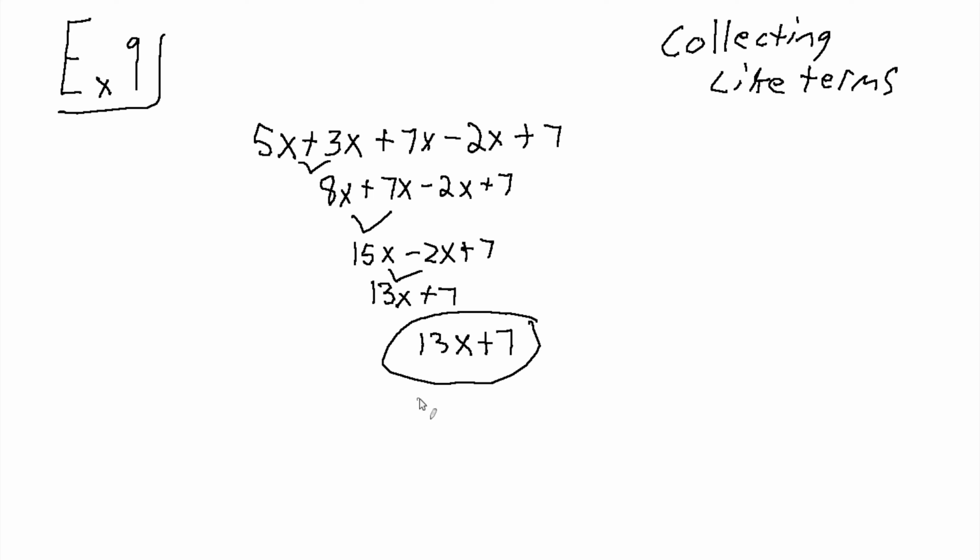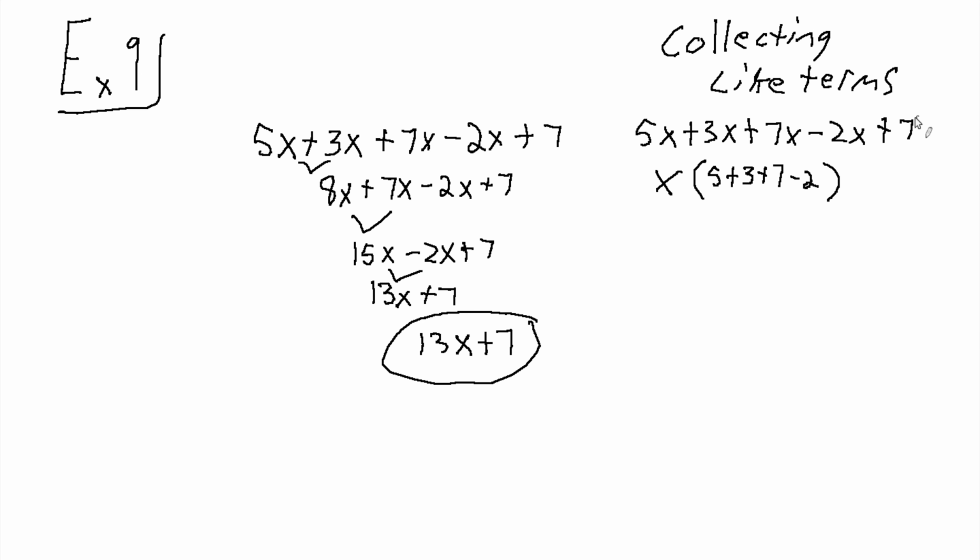Since 13x and the 7 don't have anything in common, this is your final answer for this simplification of this form. You can do the factoring on this equation. Simply pull out each of the values that are similar with x. So, to factor this, 5x plus 3x plus 7x minus 2x, you have an x in common. So, the common value will go outside the parentheses. Put everything that is not x, like 5 plus 3 plus 7 minus 2, inside the parentheses, and you can leave the 7 on the outside of the parentheses because it doesn't have an x.